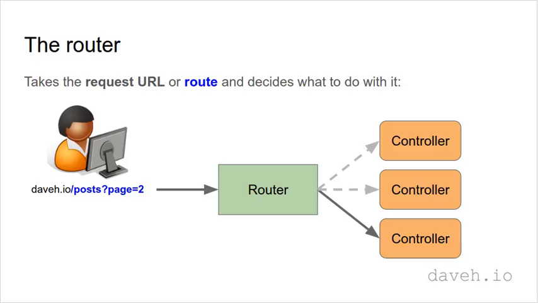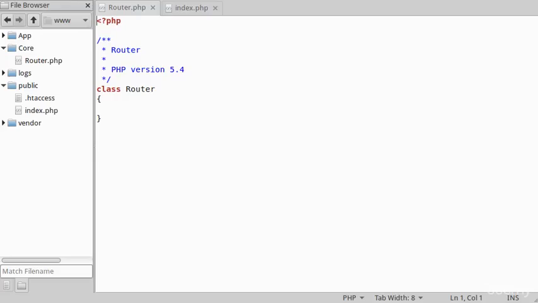The router is the component which takes the request URL or the route and decides what to do with it. It's the central part of the framework. We're going to create a router class to do this, and we'll be using this class in our front controller. So here we have our router class, which is empty at the moment, but we'll be filling this in as we go along. And I've placed it in the core folder, because this is the core part of the framework.